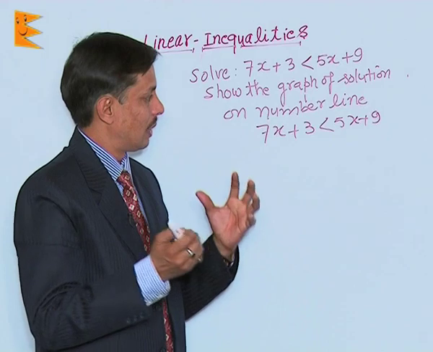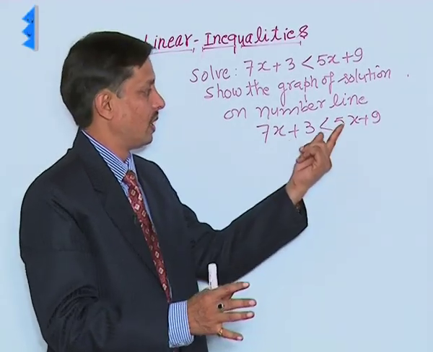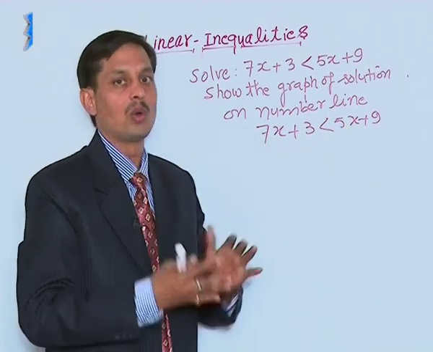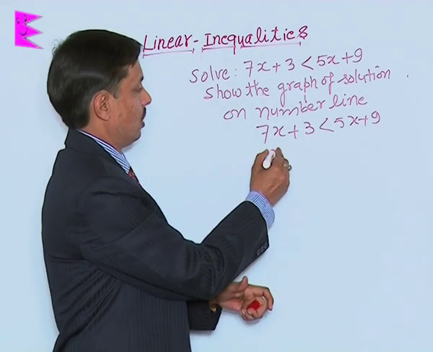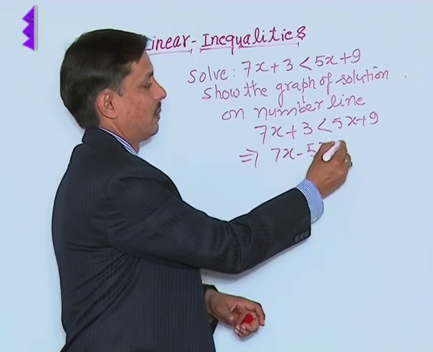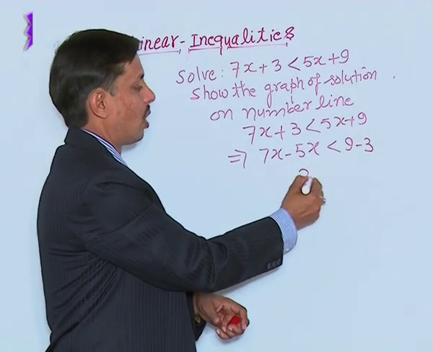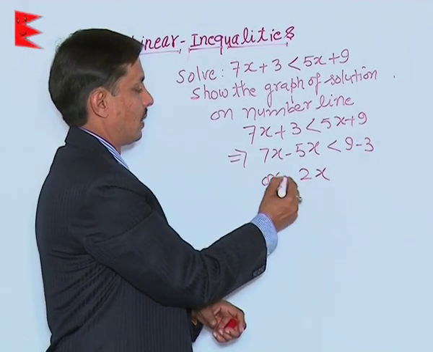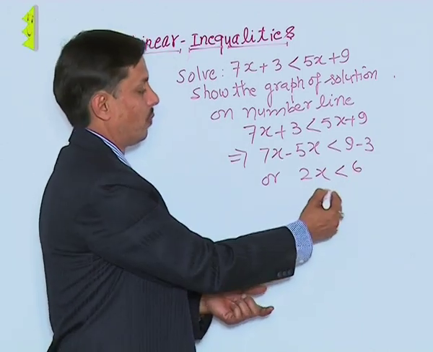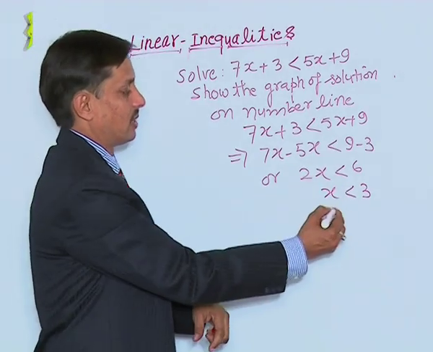As usual approach of solving the linear equation, we will follow to shift all variables on the left side and all constants on the right side. So for this we can say 7x minus 5x is less than what? 9 minus 3. Or it says that 2x is less than 6, or on dividing by 2 we can say x is less than 3.